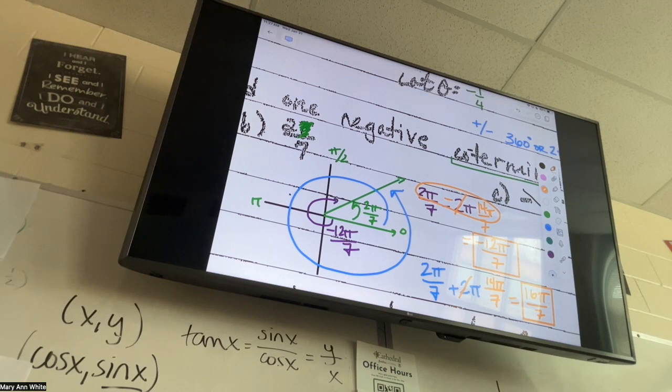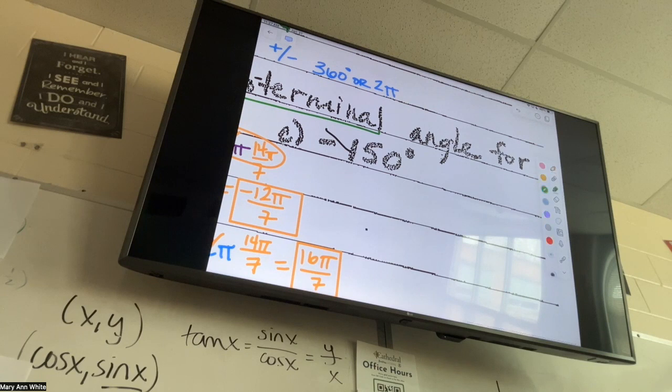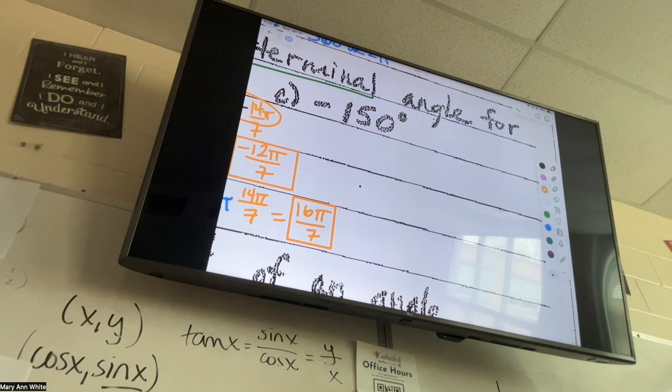That's all it is. All right, last example we've got has this negative 150. So we can do a couple different things for this. Let's still graph it. Let's graph our negative 150. If I'm going the negative direction 150, what quadrant is that going to be in? The third quadrant. Negative 150.